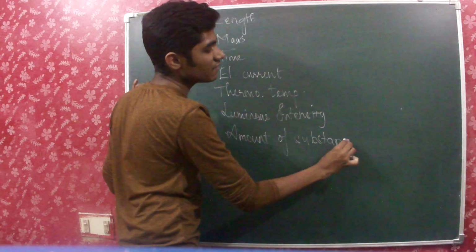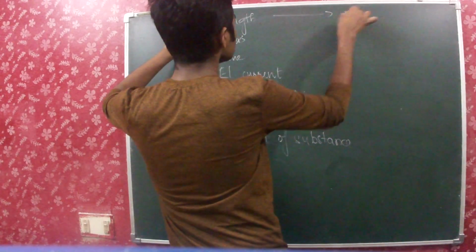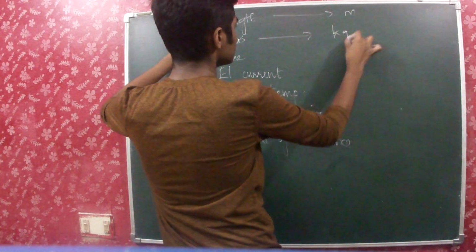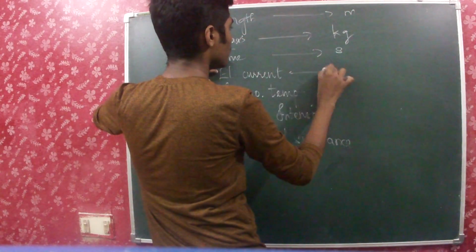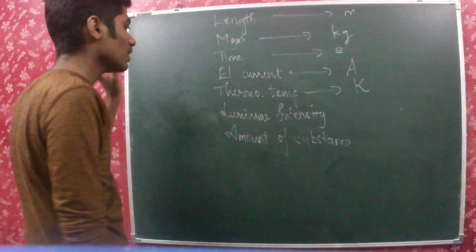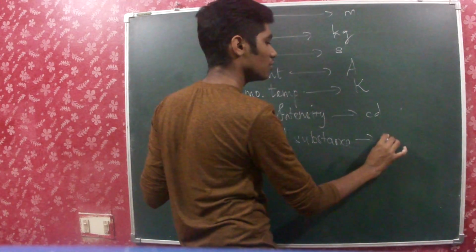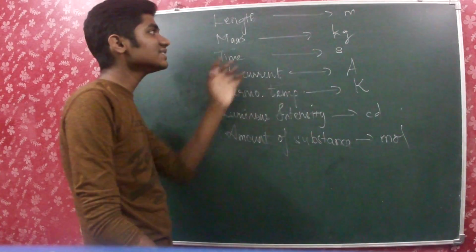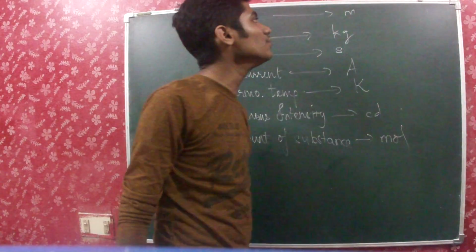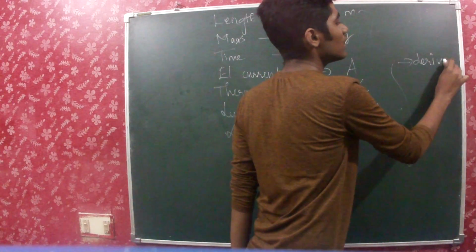So these are the 7 fundamental quantities for which the SI units are: meter for length, kilogram for mass, second for time, ampere for electric current, Kelvin for temperature, where these two are written in caps, candela for luminous intensity, small candela, and mole for amount of substance. So these are the 7 base fundamental units from which all the other units are derived.